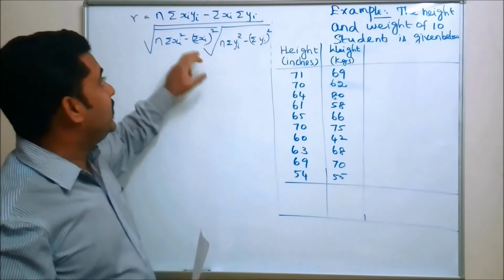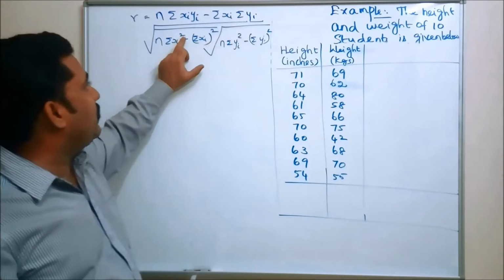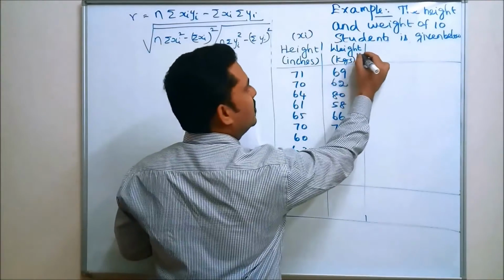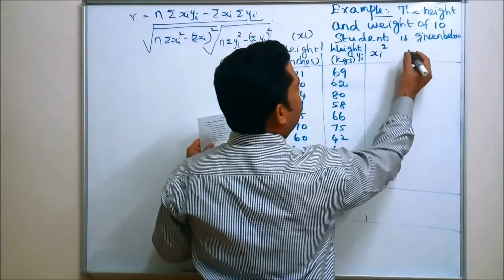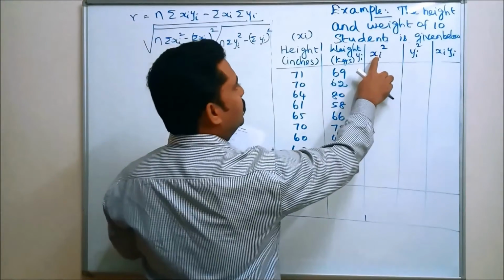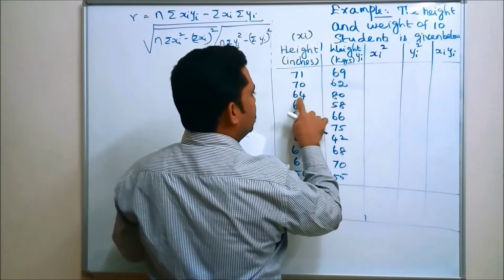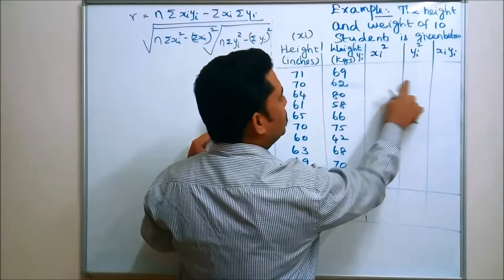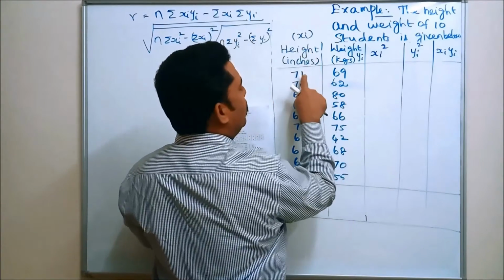From this rule we come to know that we need xi into yi, the product, summation xi into summation yi, so we need the summations, and xi power 2, and here yi power 2. Let us take these heights as xi's and weights as yi's. Since we need to use this rule, we have to find xi power 2, yi power 2, and xi into yi. Xi power 2 is xi into xi, so 71 into 71, 70 into 70, 64 into 64, 61 into 61, like that. And yi power 2 is 69 into 69, 62 into 62, 80 into 80, 58 into 58, like that. And finally this is xi into yi, the product of this height and weight.